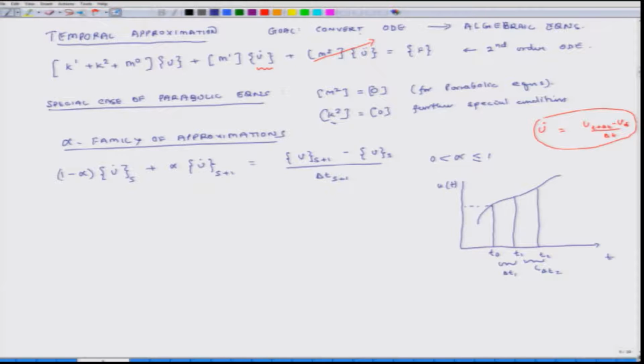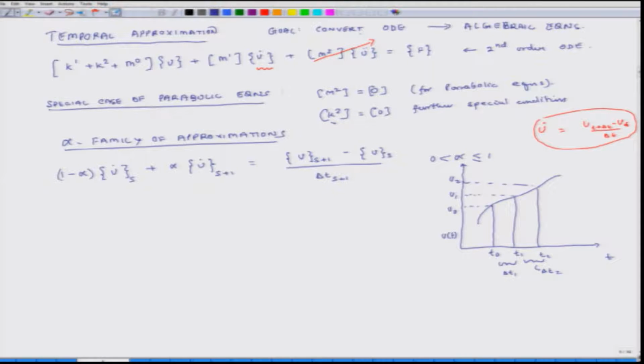The corresponding values of u are u0, u1 and u2. It is a little messed up here, and I will make it clearer. So, this is u2, u1, u0. On the y axis I am plotting u of t, and on the x axis I am plotting t, and this is how u of t is changing with respect to time.